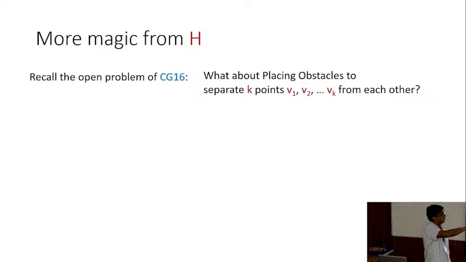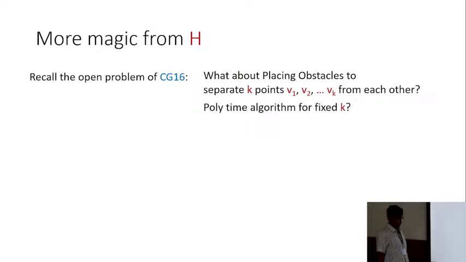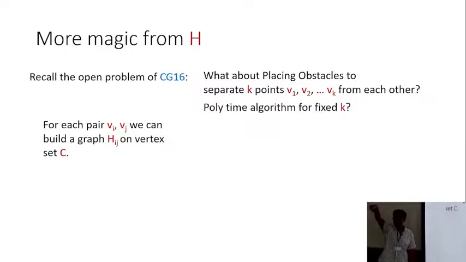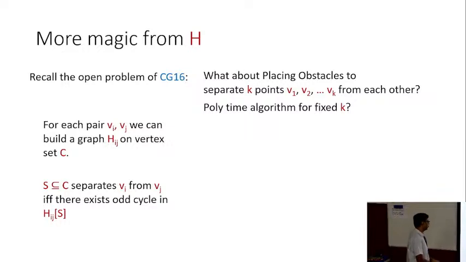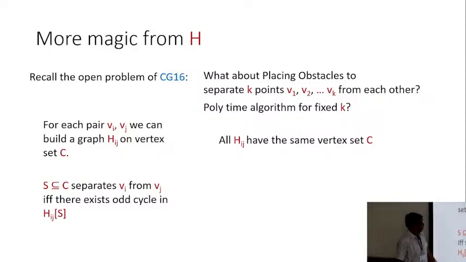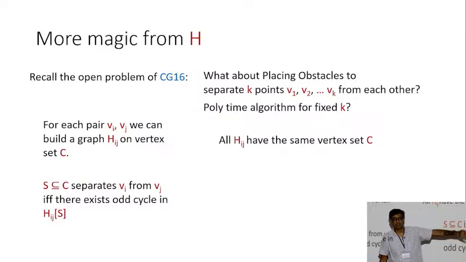So they wanted to place k obstacles to separate k points from each other. Polytime algorithm for fixed k, yes. So for every pair Vi, Vj, we can build a graph, I'll call it Hij, the obstacle graph on vertex set C. And you can show that S subset of C separates Vi and Vj if and only if there exists an odd cycle or odd labels in this. Now all the Hij have the same vertex set C because they are the same set of obstacles. S subset of C is a solution if for every ij there exists an odd cycle in this graph.